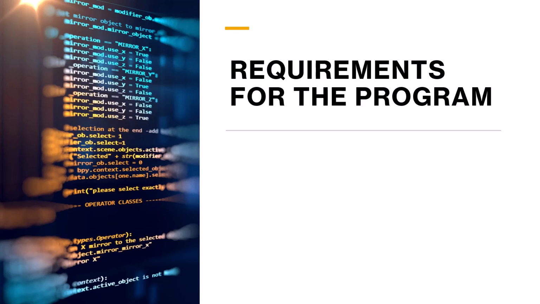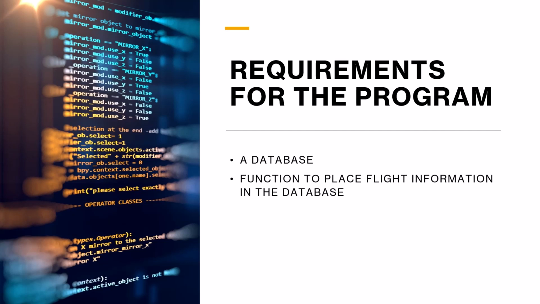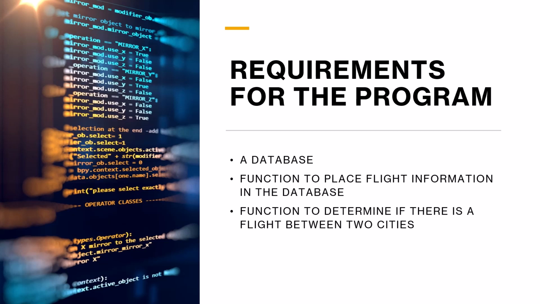Now let's look at what the program will need. The first thing we'll need is a database, but of course we're going to substitute an array in our program. We need a function to place all the flight information for this airline in the database, in our case the array. We need another function to determine if there is a flight between two cities, and a third function to search the database, in our case the array, for a connection.